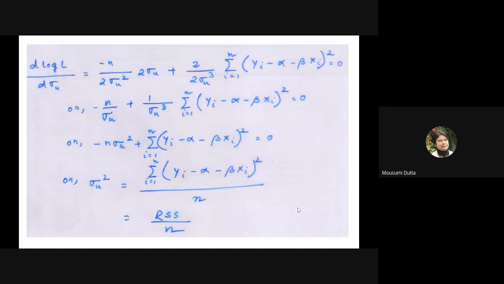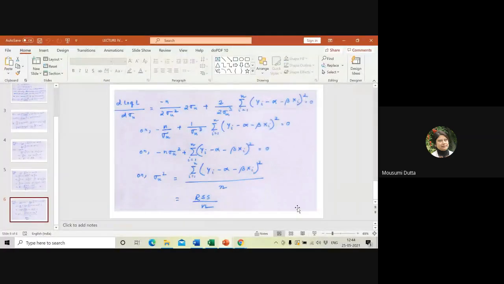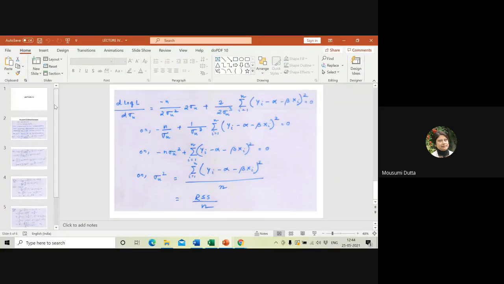So this is all about the maximum likelihood estimation part that you need to cover in this semester. Any question? Anyone, any question?